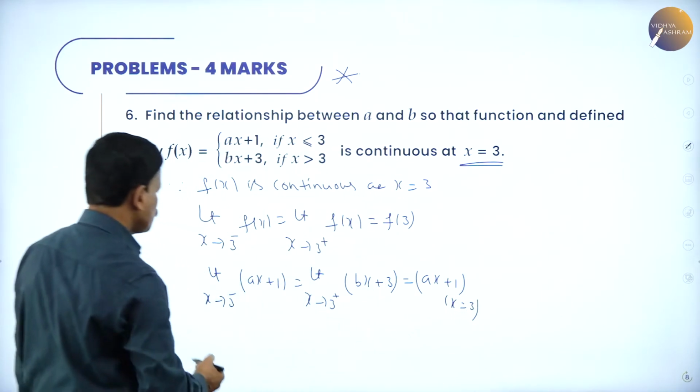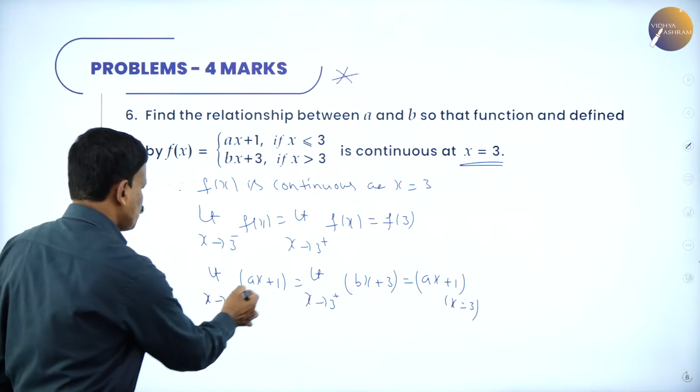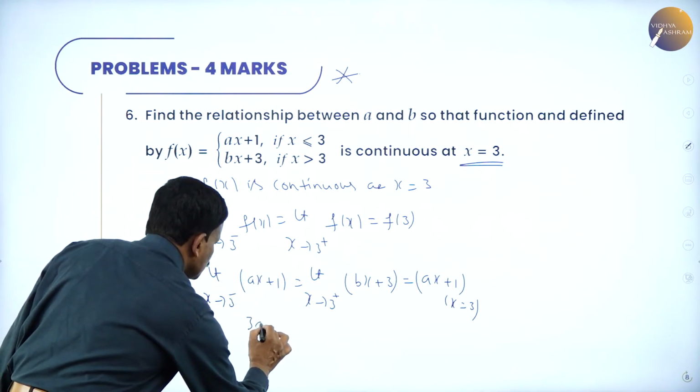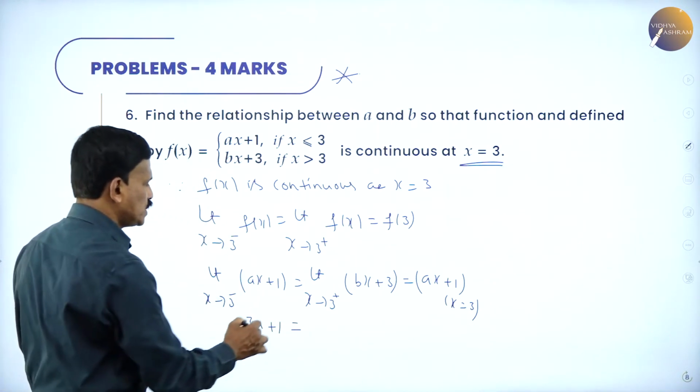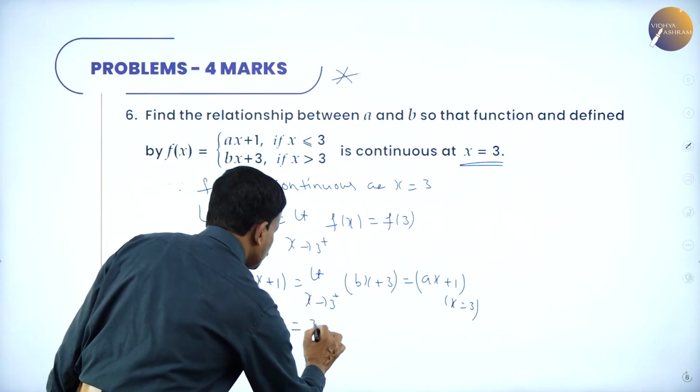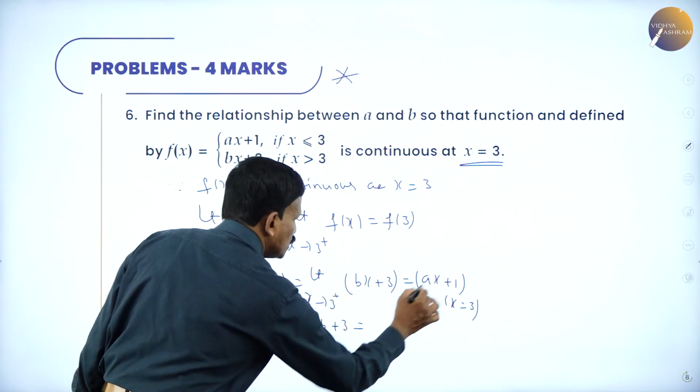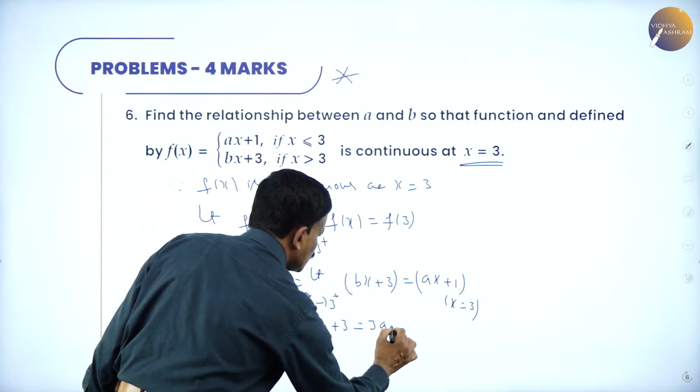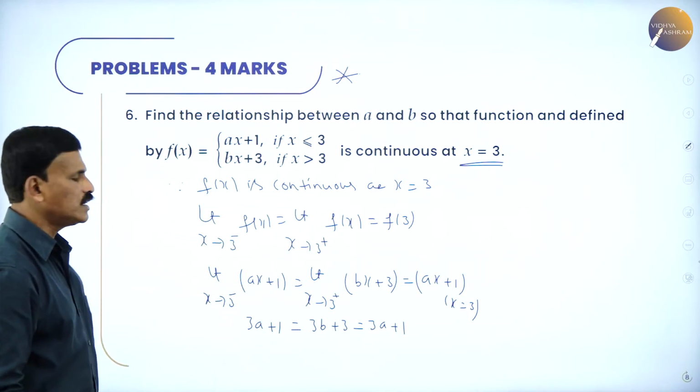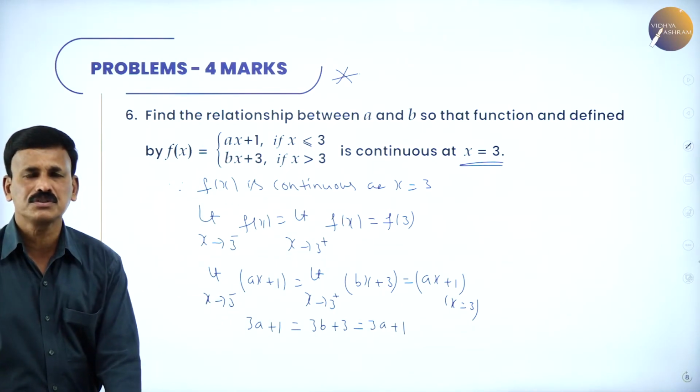3. Now substitute here. If you put x is equal to 3, then you will get 3a plus 1 is equal to, put x is equal to 3, you will get 3b plus 3 is equal to, again put x is equal to 3, 3a plus 1. So 3a plus 1 is equal to 3b plus 3 is equal to 3a plus 1.